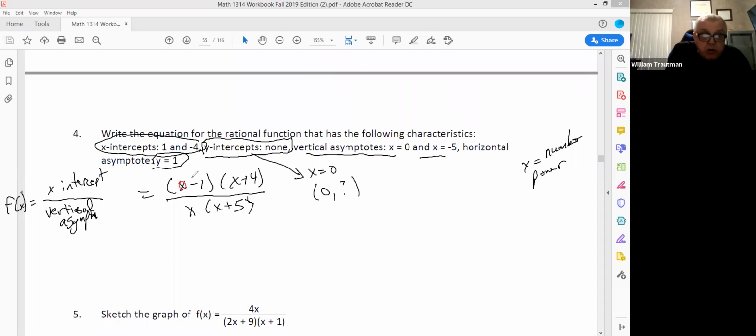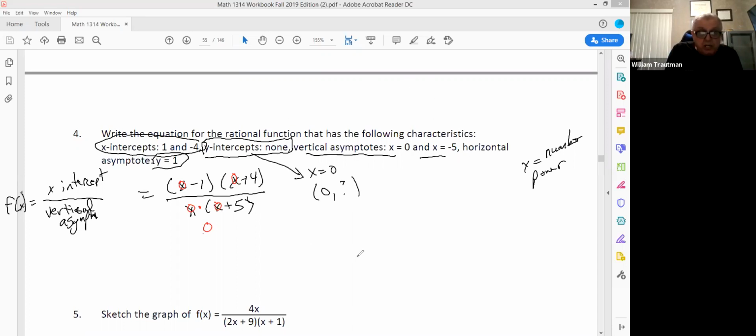If I put 0 here, I get -1. If I put 0 here, I get +4. If I put 0 here, I get 5. But if I put 0 here, I get 0. And 0 times anything is 0. We cannot have 0 on the bottom. You can't divide by 0. So that's why we can't get an answer for the y-intercept, because we have 0 on the bottom when we plug 0 into x. So there is no y-intercept.